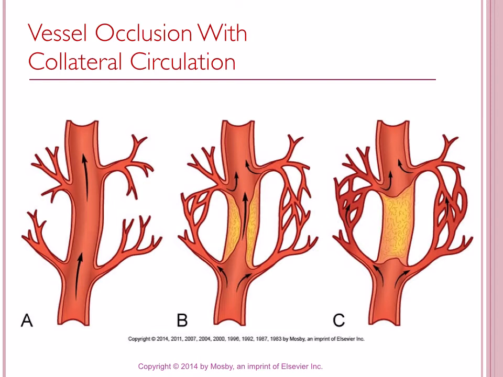Okay, so first there is an open functioning artery, then you have partial coronary artery closing with collateral circulation being established, and then third is total coronary artery blockage, or occlusion, with collateral circulation bypassing that blockage to supply blood to the heart muscle.